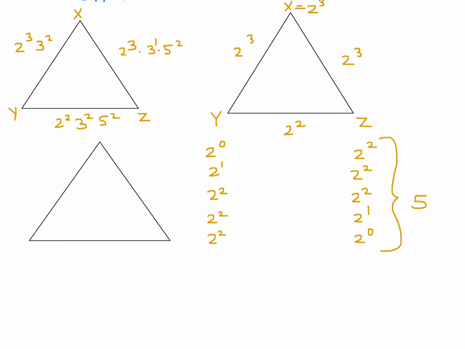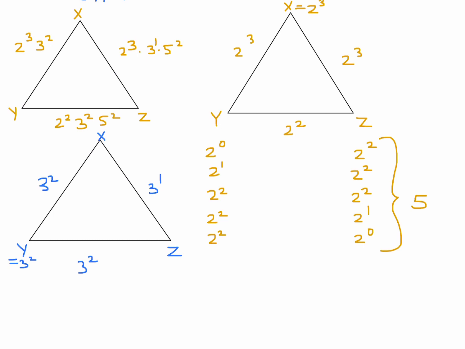The next one will be talking about 3's. So here's x, here's y, and here's z. And now I've got to put 3 to the power of 2, 3 to the power of 1, and 3 to the power of 2, like that. So 3 to the power of 2, 3 to the power of 2, and 3 to the power of 1. So obviously y is equal to 3 to the power of 2, meaning 3 to the power of 2 is part of y. That's pretty obvious. Now I've got to figure out x and z.